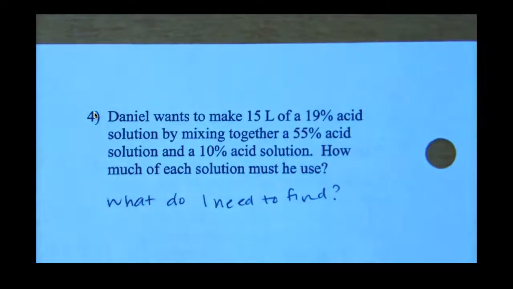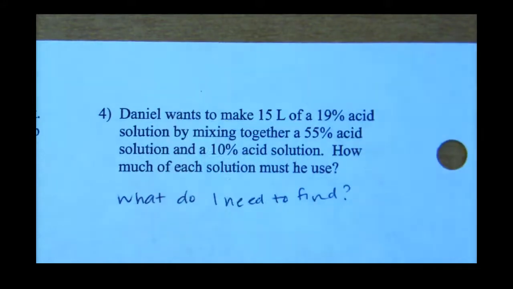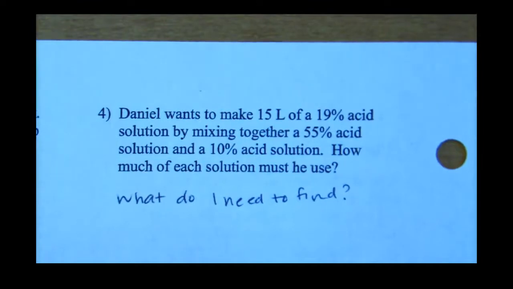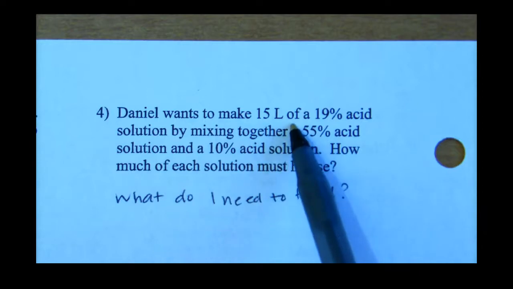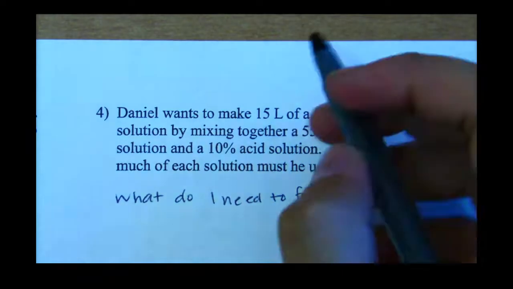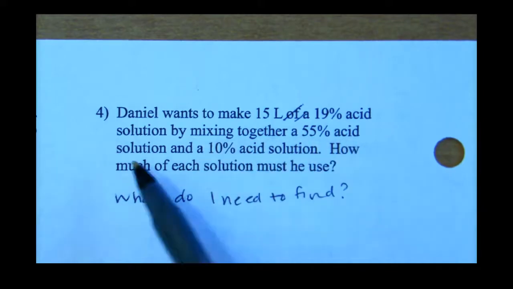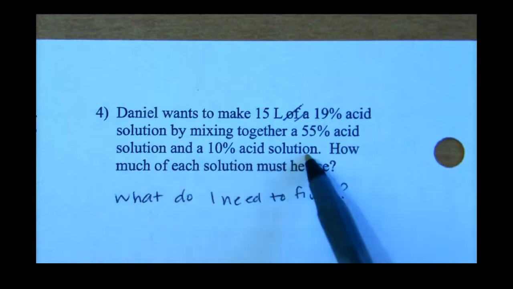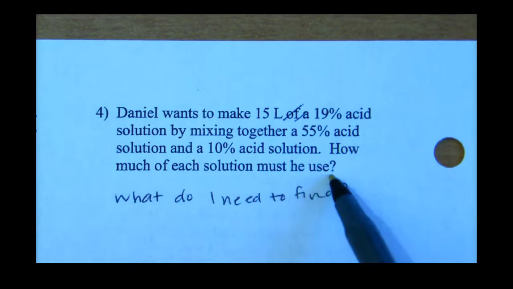Okay, so in this video, we're going to be solving problem number 4 from your problem set for periods 5 and 2. Daniel wants to make a 15-liter 19% acid solution by mixing together a 55% acid solution and a 10% acid solution. How much of each solution must he use?